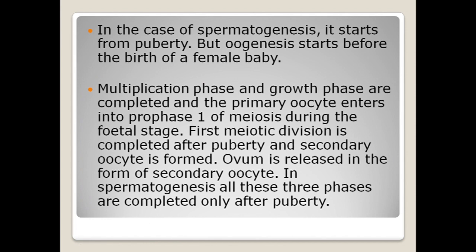In the case of spermatogenesis, it starts from puberty, but oogenesis starts before the birth of a female baby. Multiplication phase and growth phase are completed, and the primary oocyte enters into prophase 1 of meiosis during the fetal stage. First meiotic division is completed after puberty and secondary oocyte is formed. Ovum is released in the form of secondary oocyte. In spermatogenesis, all these three phases are completed only after puberty.